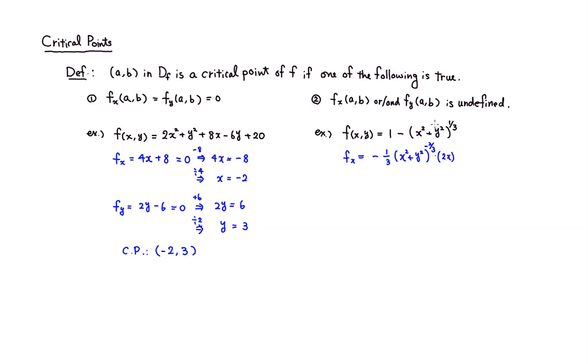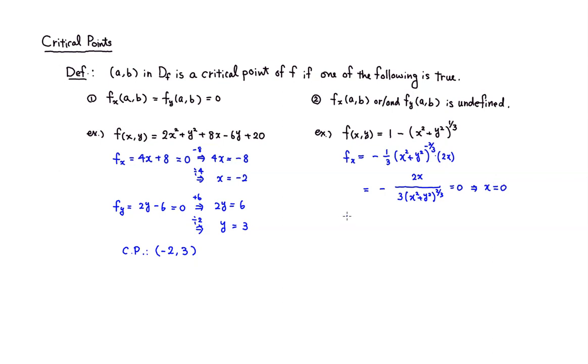If you want, we can rewrite it to make it look a little better. There's a negative sign in front, there's a 2x, so put it up here, and then there's a 3 there. Since this has a negative power, I'm going to put x squared plus y squared to the 2/3 power on the bottom. It looks like that. We have the partial, so we set that equal to 0. In order to make that equal to 0, x equals 0.